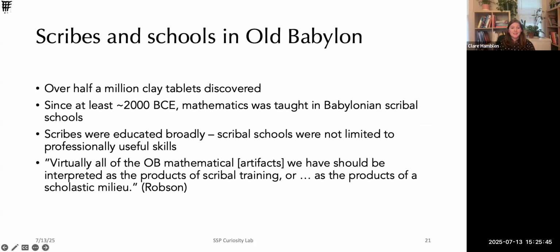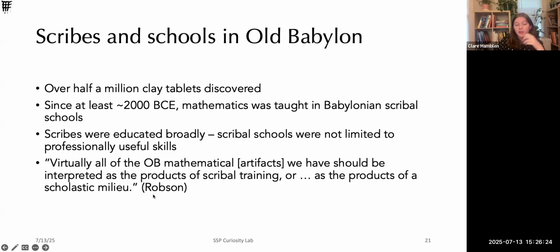So, whose work is it? Old Babylon was a society with a tremendous need for scribes. There were a lot of scribes in Old Babylon, and schools to educate those scribes. Today we've discovered over 500,000 clay tablets with writing on them from Old Babylon. And since at least 2000 BC, mathematics was taught in Babylonian scribal schools. Scribes were educated very broadly, so they were not just limited to professionally useful skills. And I have a really interesting citation here.